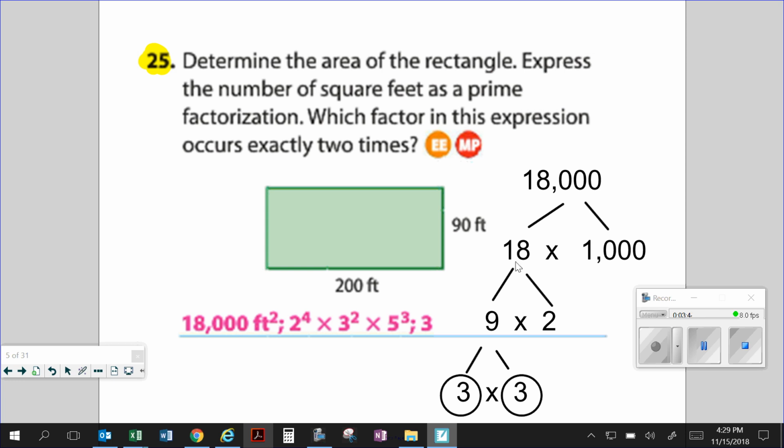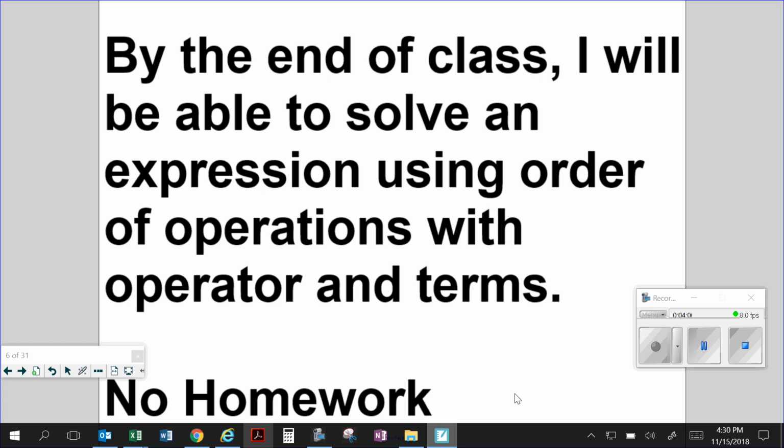18 times 1,000. 18 is 9 times 2. 9 is 3 times 3. Which factor repeats twice? 3 repeats twice. And that is our homework. So please now tape your homework onto page 116. Welcome back. Tonight there is no homework.